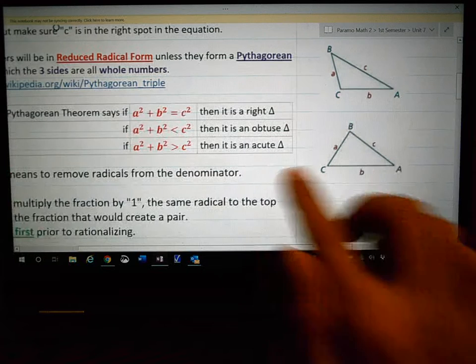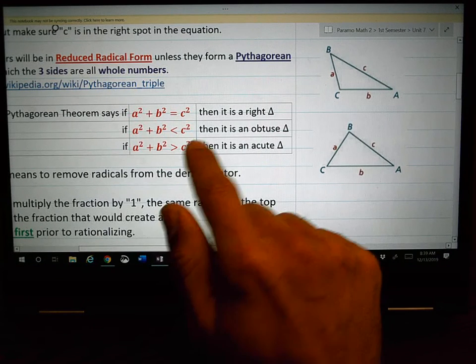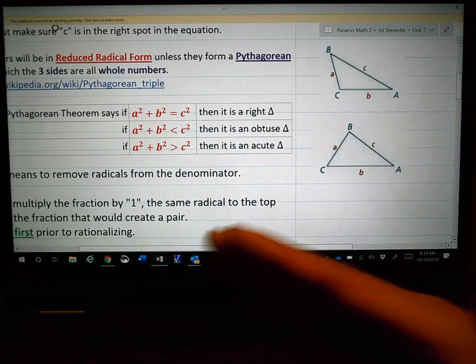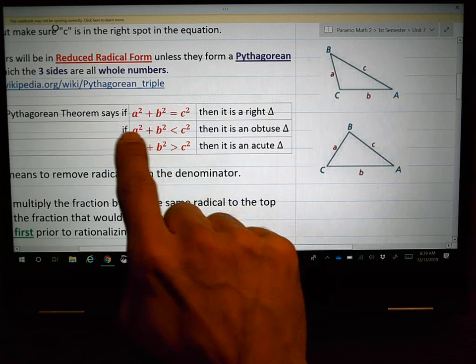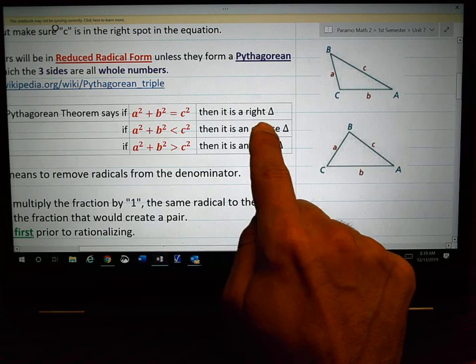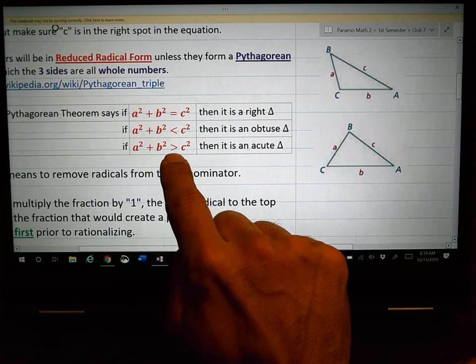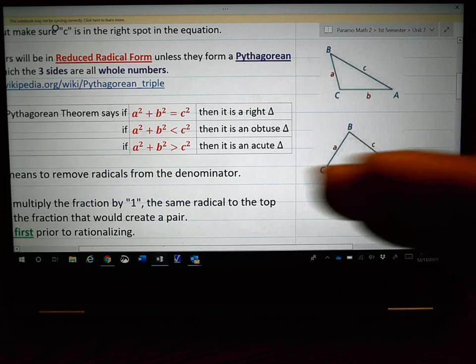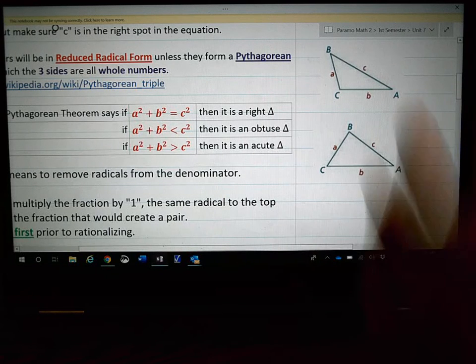The other thing that we did with Pythagorean Theorem besides solving was that we could use it to figure out whether the triangle was a right triangle or whether it was not a right triangle. If a squared plus b squared was equal to c squared, then it had to be a right triangle. If a squared plus b squared was less than c squared or greater than, then it was not a right triangle. It could have been obtuse or acute.